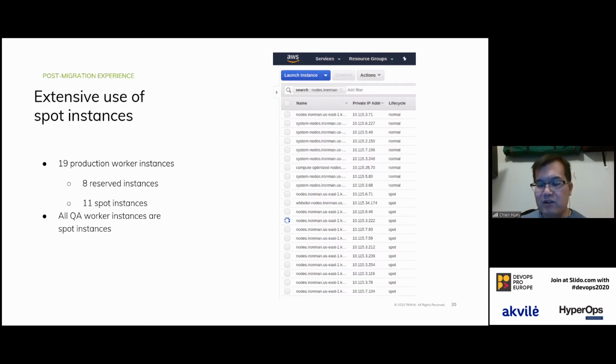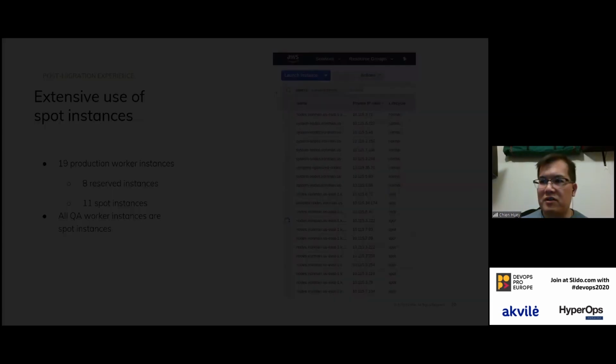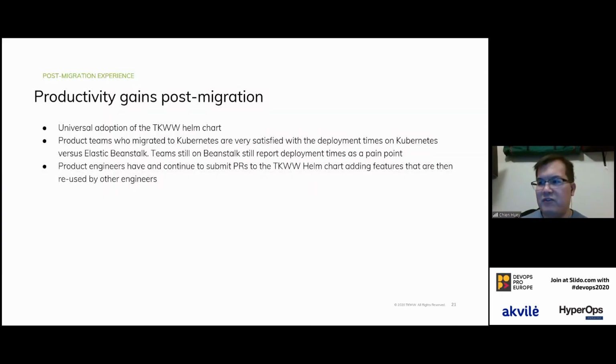In our QA cluster, all of our worker instances, and worker instance means an instance where applications get deployed to, as opposed to control plane, are spot instances. So we get tremendous cost leverage there too from managing everything as a block. So that's pretty much the cost side, and the other half of it is the productivity gains.